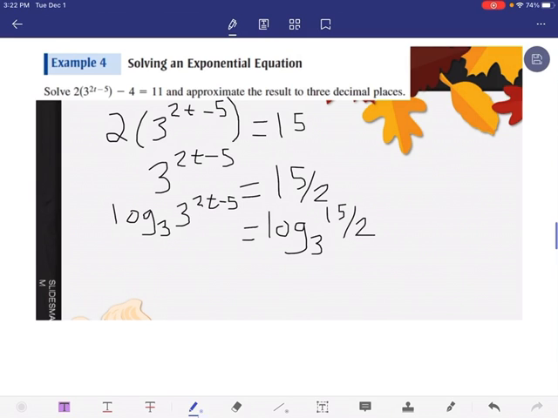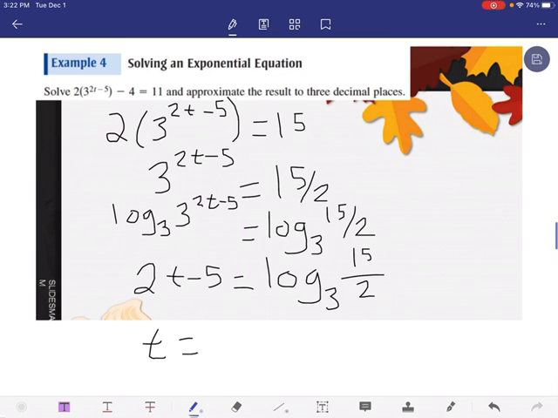Now this one's a little bit different because whenever my log and my base reduce with each other, I'm still just left with the exponent, but notice this time that we have some other stuff in our exponent besides just the variable. So we still need to solve for t. So we would want to add 5 and then divide by 2.